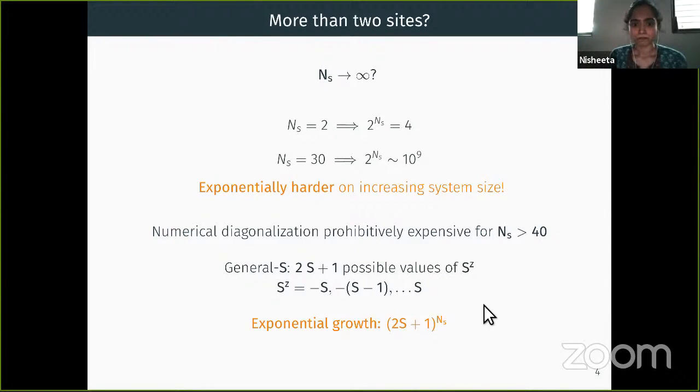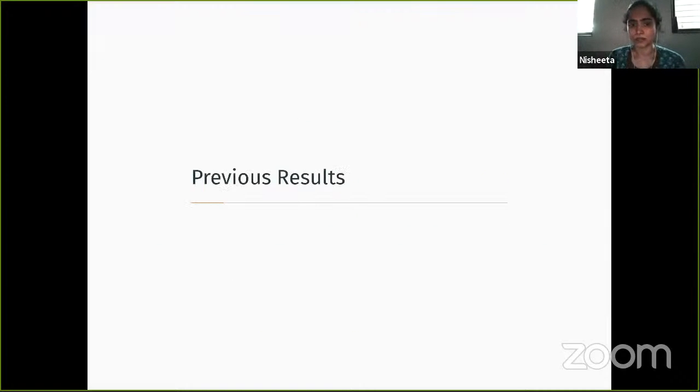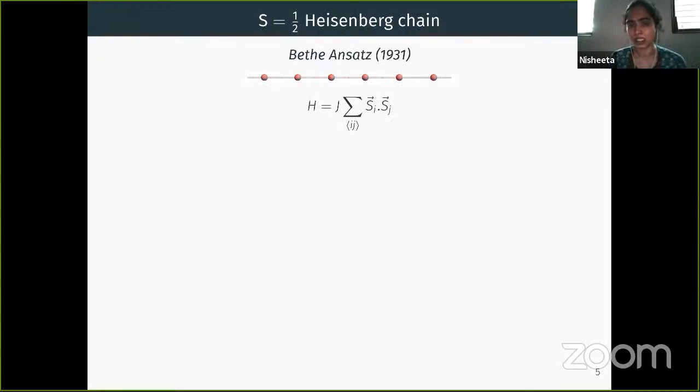So now I'm going to talk about some well-established results in quantum spin systems, starting with one dimension. So the spin half Heisenberg chain is a very famous example. It was solved by Bethe in 1931 using the Bethe ansatz. So he solved the nearest neighbor Heisenberg chain. He solved for the full spectrum of the Hamiltonian.